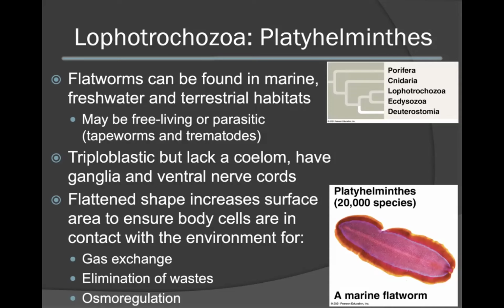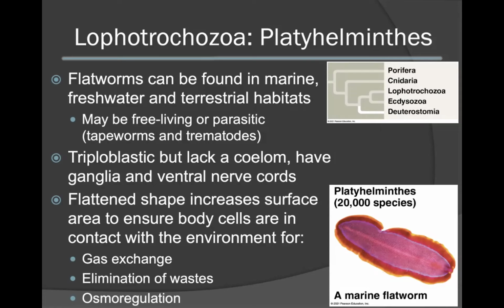The Lophotrochozoans include the Platyhelminthes. These are the flatworms. Flatworms can generally be found in all marine and aquatic habitats. They can be free-living in the environment, or some of them may be parasitic, such as tapeworms and trematodes.